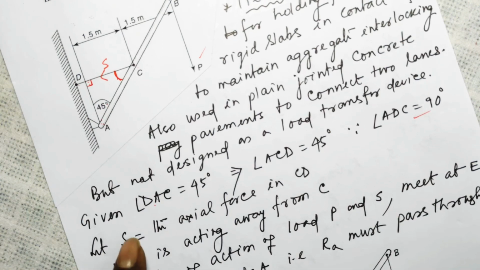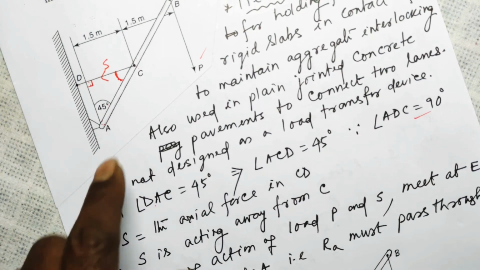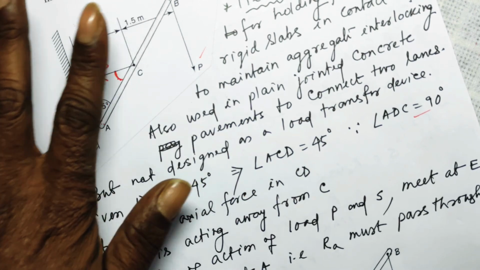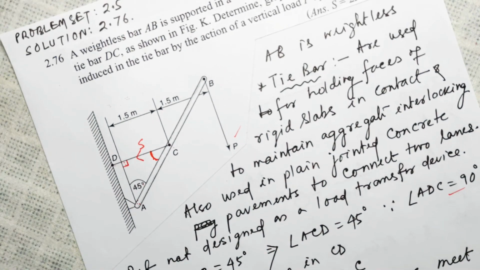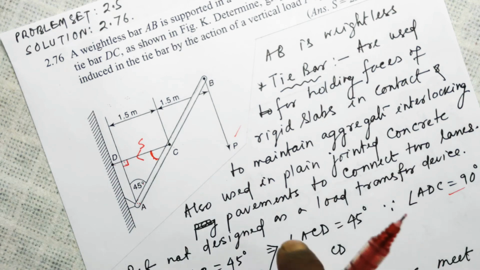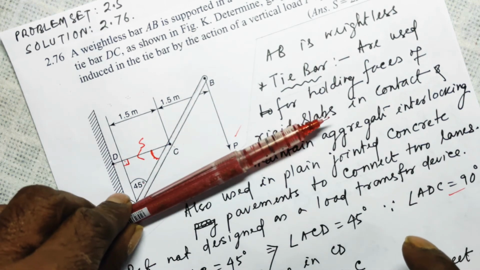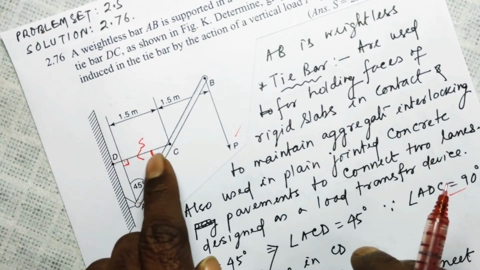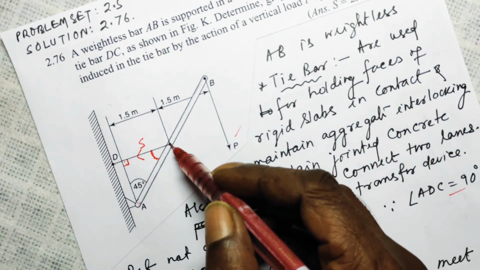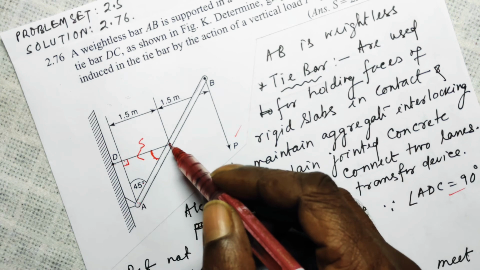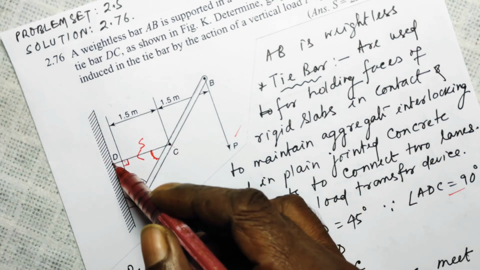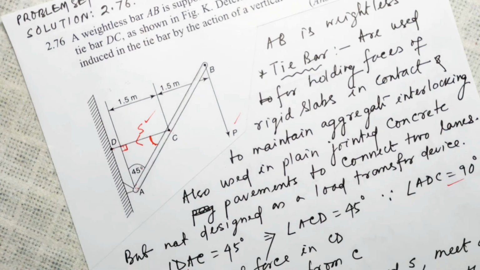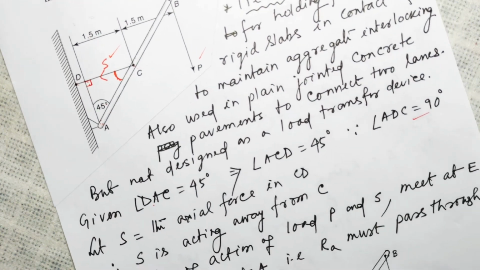Now let S be the axial force in CD, in the tie bar, because of the load P, which is trying to make this weightless bar fall down. So the tie bar CD will be developing an axial force away from this point. If you consider this point, it is towards this side. The same S, we have to find that. So S is acting away from point C.